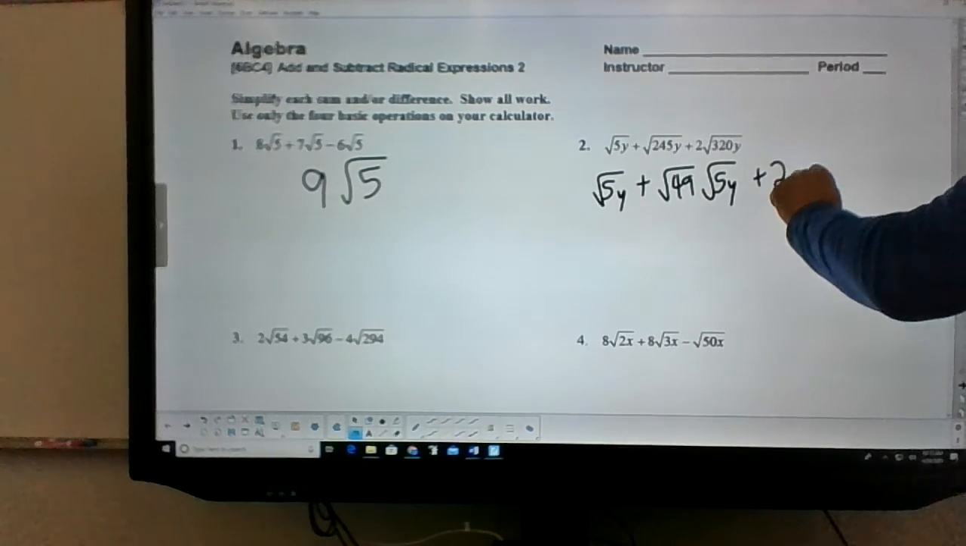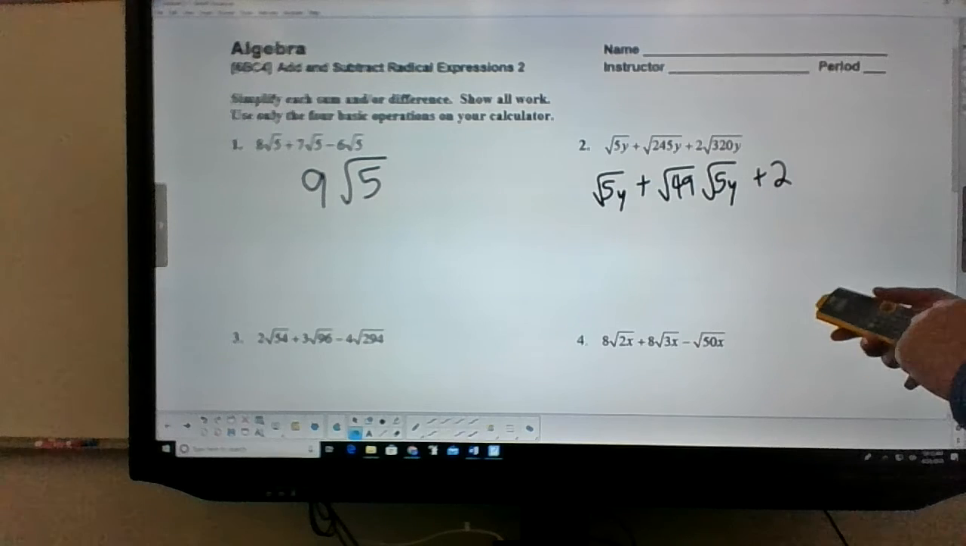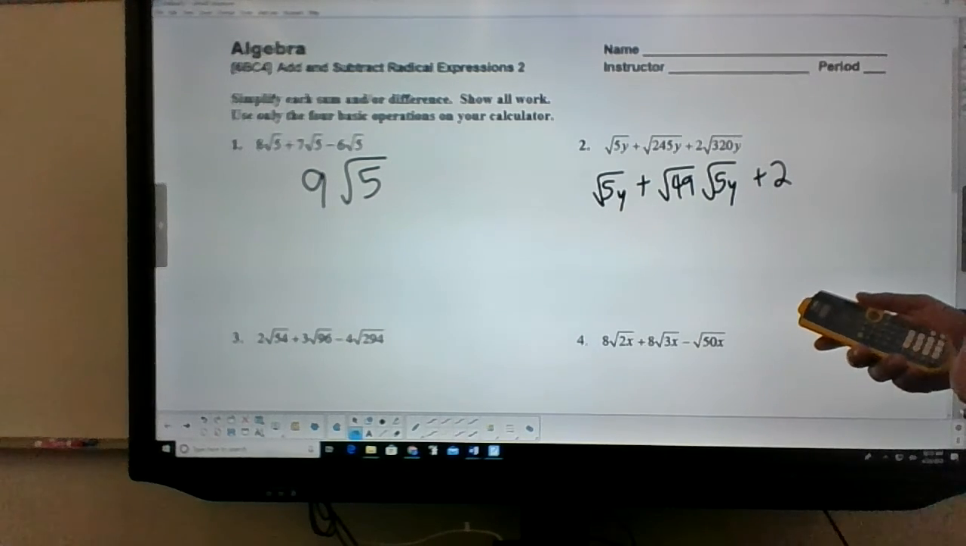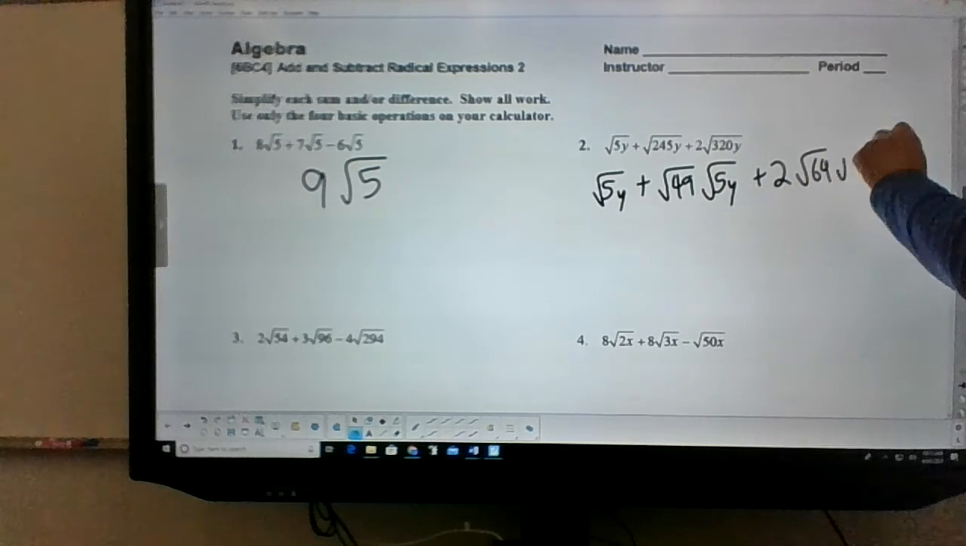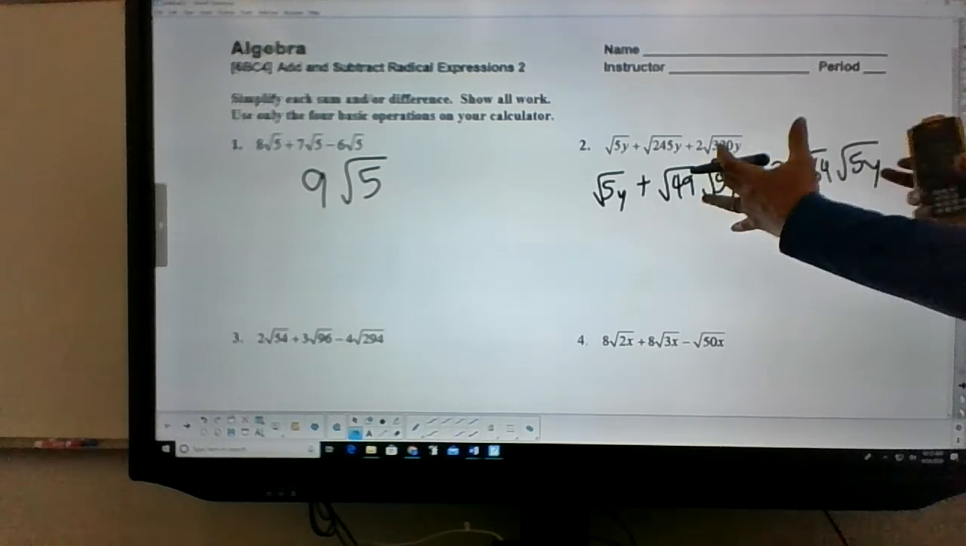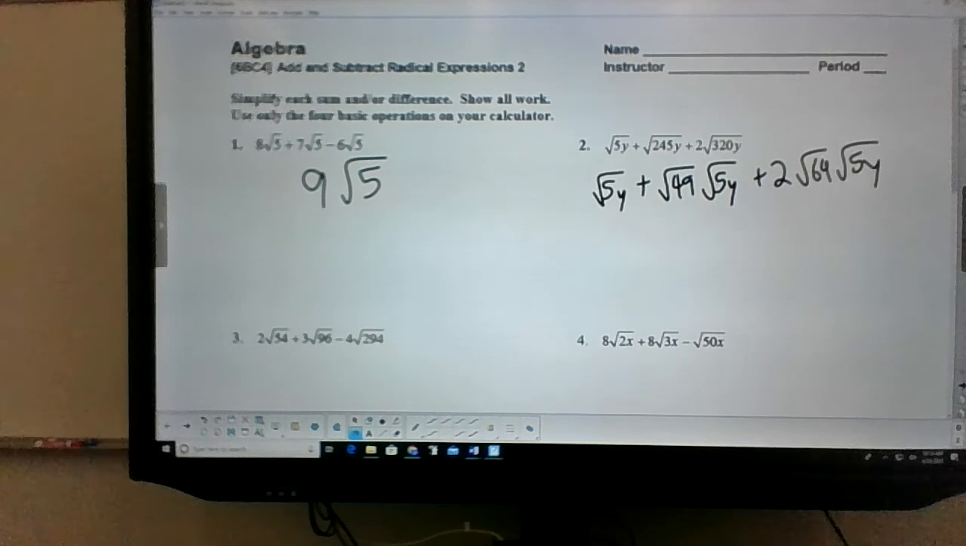plus 2, let's see, 320 divided by 5. And I get 64. That works out really well. So 2 radical 64 radical 5y. Really, they'd all have to be radical 5y to be able to combine them. So that's why I know to do that.